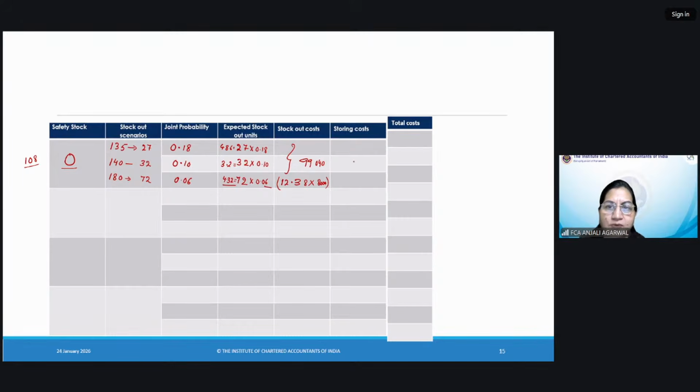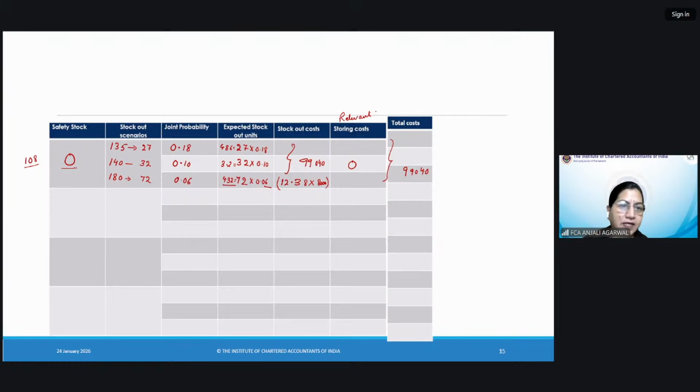Carrying cost is 0 for the safety stock. How much is the safety stock? So you can say rather relevant carrying cost in deciding what should be the safety stock. So we are saying 0 safety stock, so the carrying cost is 0. And the total cost in this scenario will come out to be 99040.